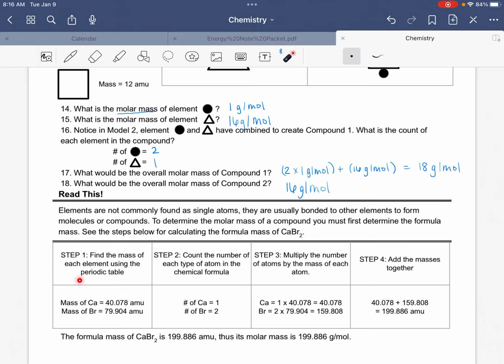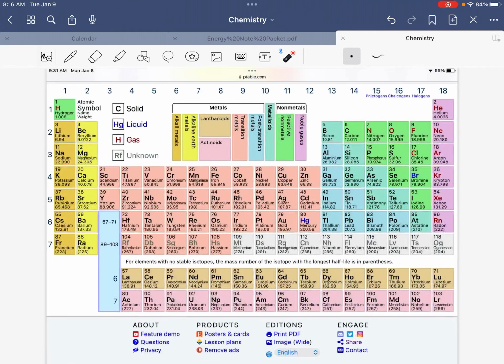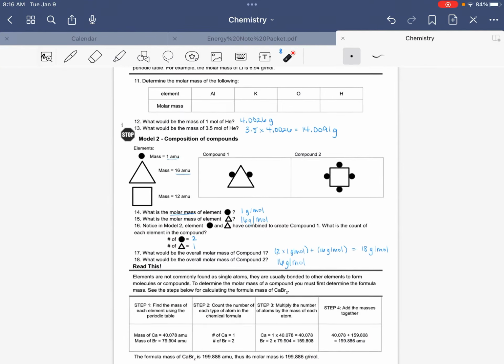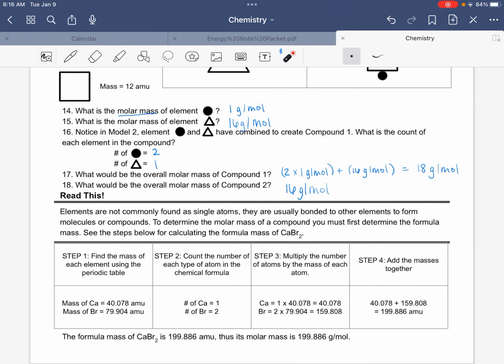For step 1, we're going to find the mass of each element using the periodic table. If we go back for calcium and bromine, here we have calcium. It has a mass of 40.078. Bromine, which is here, has a mass of 79.904. You'll see that I wrote those down in my first step. For step 2, we're going to count the number of each type of atom in the chemical formula. If my chemical formula is CaBr2, I have a single atom of calcium and I have 2 of bromine.